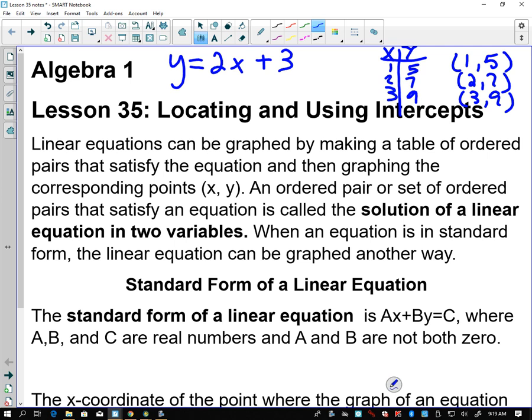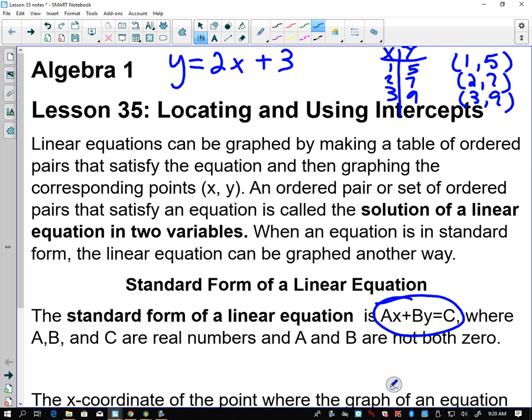An ordered pair or set of ordered pairs that satisfy an equation is called the solution of a linear equation in two variables. When an equation is in standard form, the linear equation can be graphed another way. The standard form of an equation looks like this. That's algebraic, meaning A and B represent coefficients and C represents the constant. We are familiar with what those words mean, coefficient and constant.